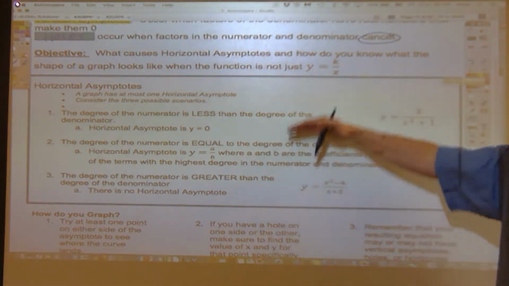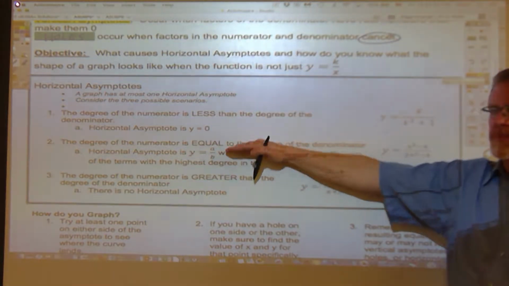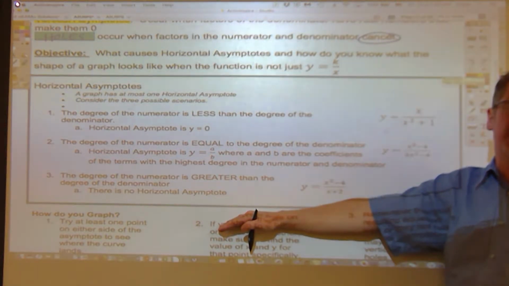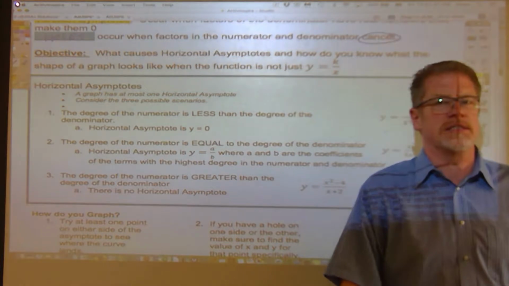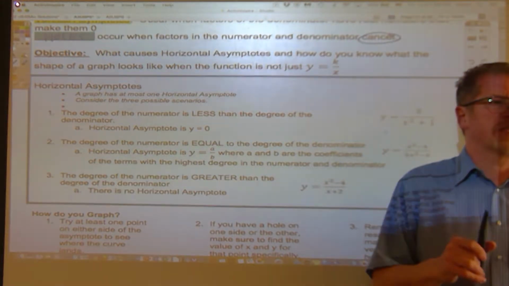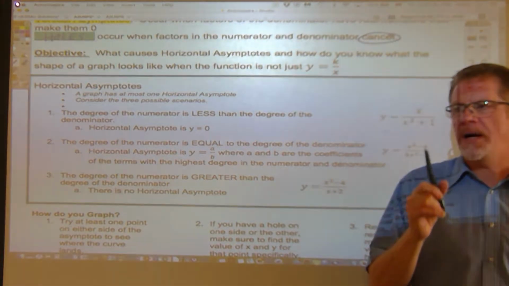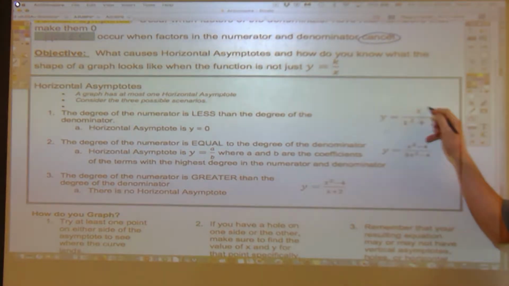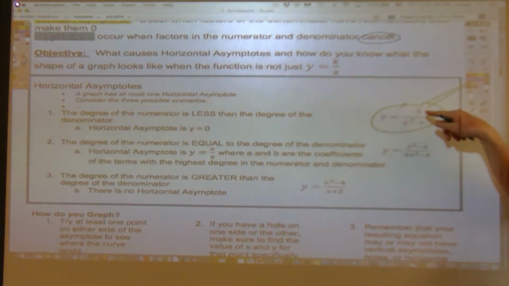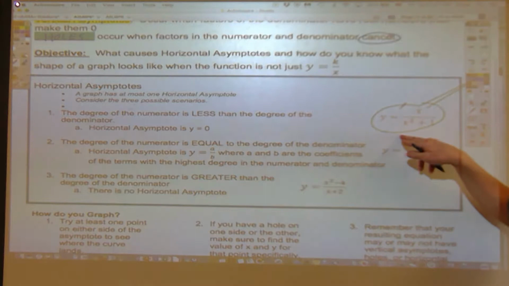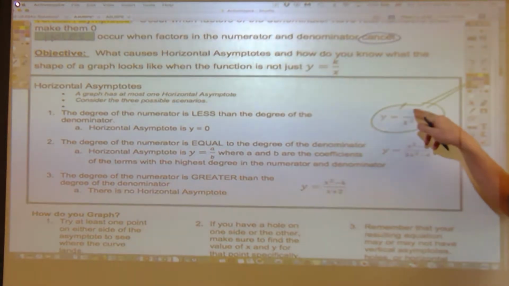And I know there's a lot of information in this paragraph, but what it boils down to is this. Every rational function is either top-heavy, balanced, or bottom-heavy by degree. This one's bottom-heavy. How do we know? Because the degree in the bottom, the denominator, is more than the degree of the numerator.